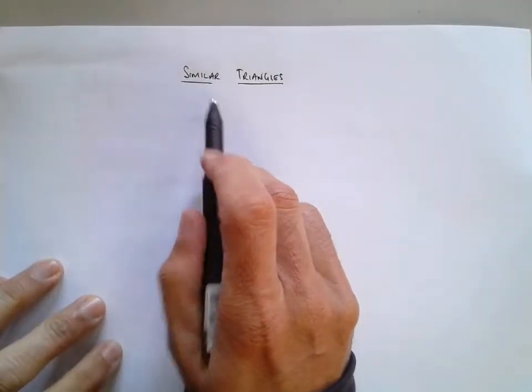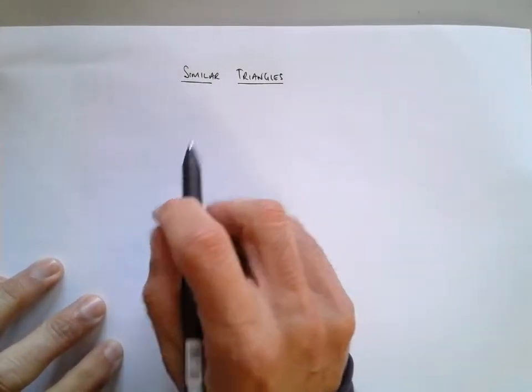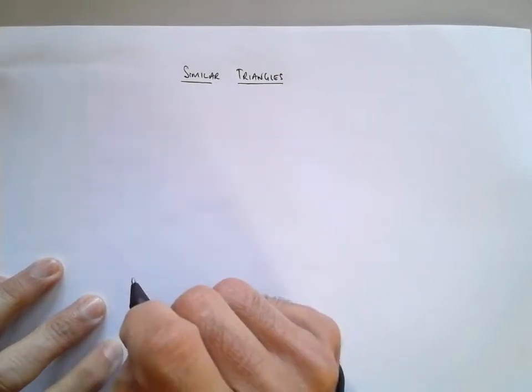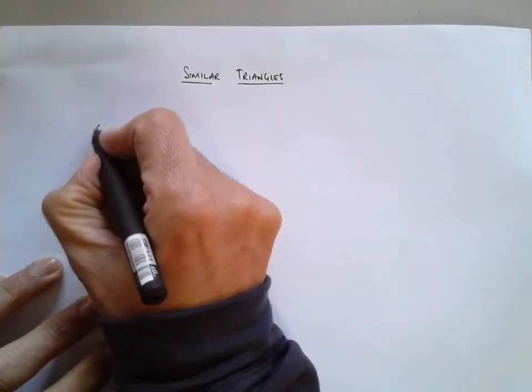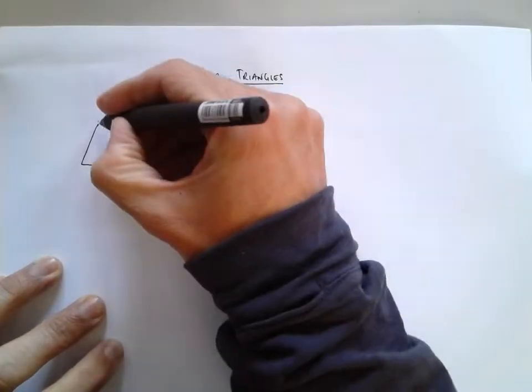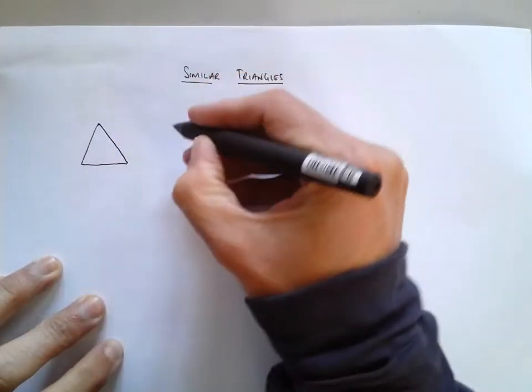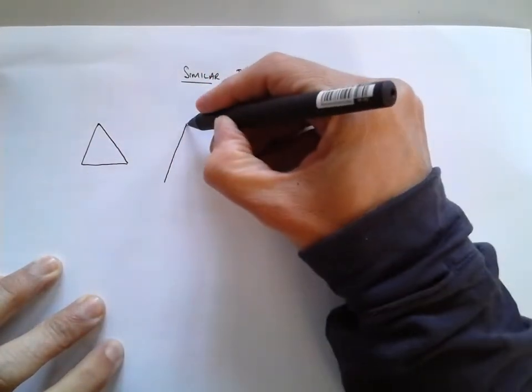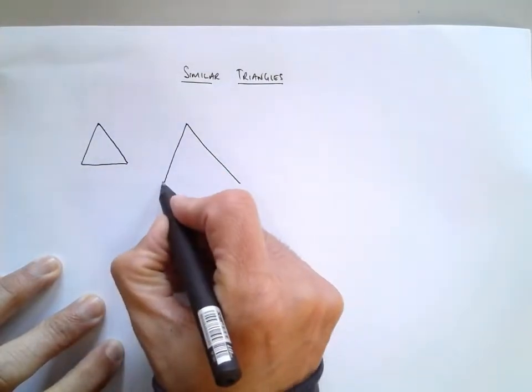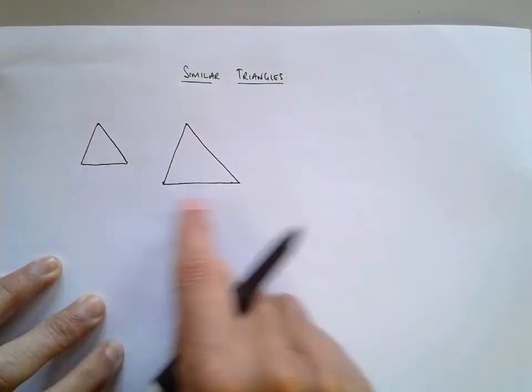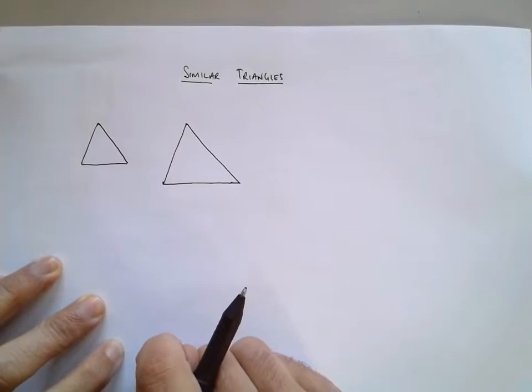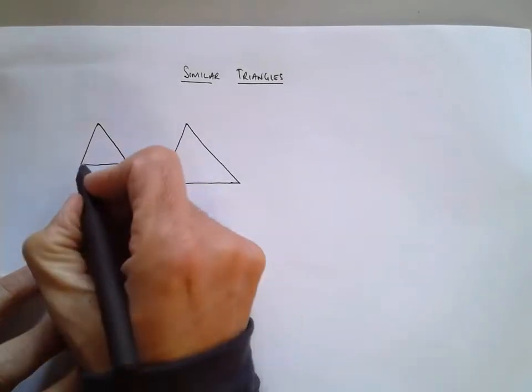Often in geometric reasoning we'll have a question that's based around the idea of similar triangles. Two triangles are similar if one is effectively just a bigger copy of the other. So these two triangles look like two copies of each other, just one bigger than the other. We can confirm that by looking at the angles.